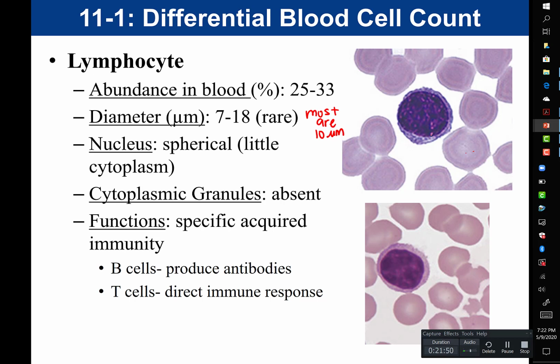Now, in terms of looking at these lymphocytes, just by looking at them, there's no easy way to say those are B cells and those are T cells. So we can't tell what's what. All we can say is that these are going to be our lymphocytes. Within this, we also have natural killer cells.